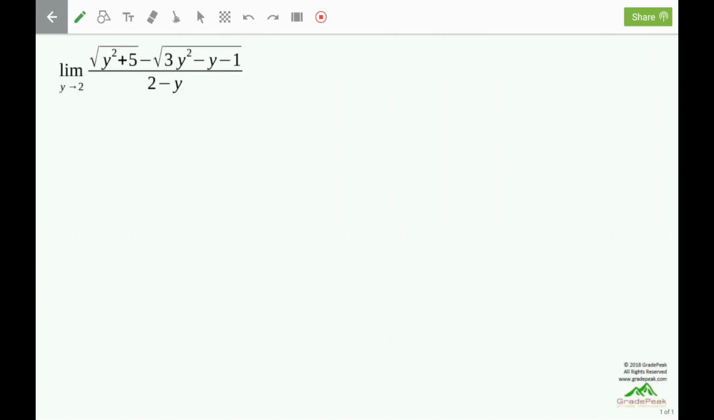Limit as y goes to 2 of the square root of y squared plus 5 minus the square root of 3y squared minus y minus 1, divided by 2 minus y. First thing we're going to do is try plugging a 2 in for each of the y's. So we will have the square root of 2 squared plus 5 minus the square root of 3 times 2 squared minus 2 minus 1, divided by 2 minus 2.